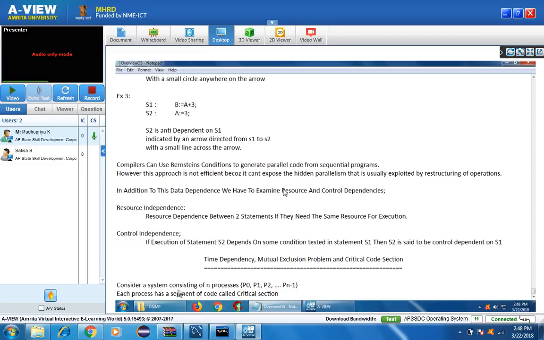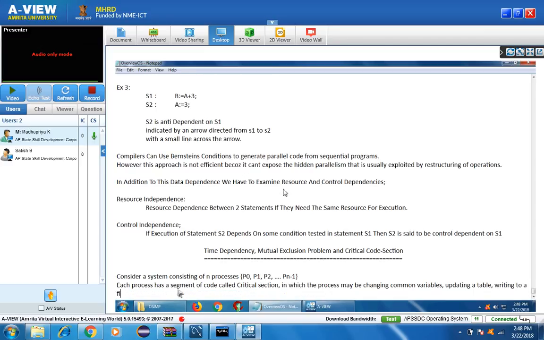the critical section, in which the process may be changing common variables, updating a table, writing to a file, and so on.